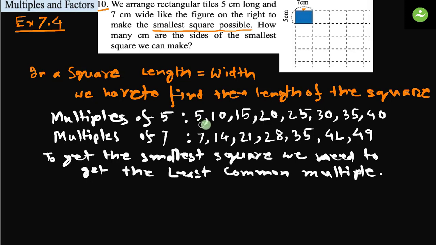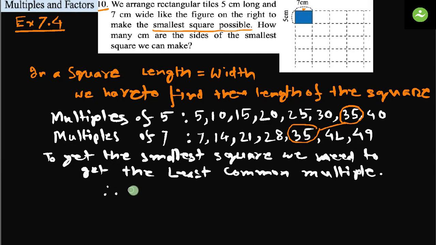If we look at the multiples here, which are common? Which are common here? 5 not common, 10 not common. The common we mean on both lists. 15 is not common, 20 no, 25 no, 30 no, 35 yes, 35 is common. And we need to go further because we have to get the least common multiple, and 35 is the least common multiple here. So we already got the answer.